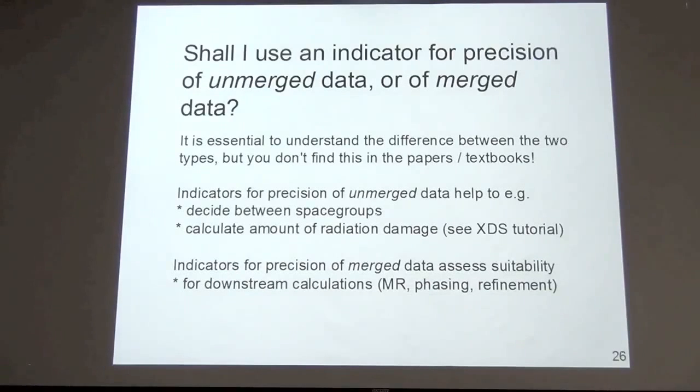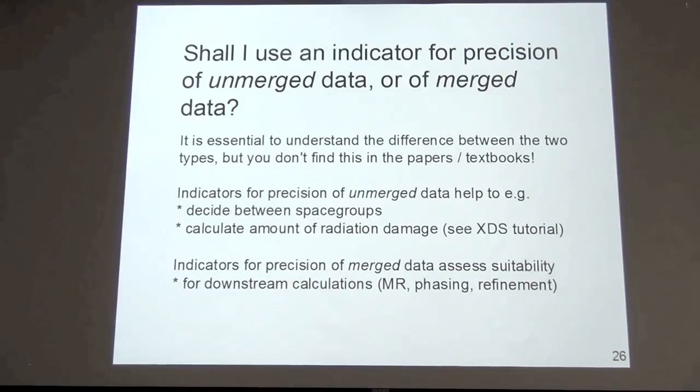So shall I use an indicator for precision of unmerged data or of merged data? There is not a single answer. The answer is it depends what you want. First of all, you must make sure to understand that there is a difference between those two types. Those were the last couple of slides, right? And you don't find this in the papers or in the textbooks. For some reason, confusion is there, but this is probably because no one really ever wrote this up properly.